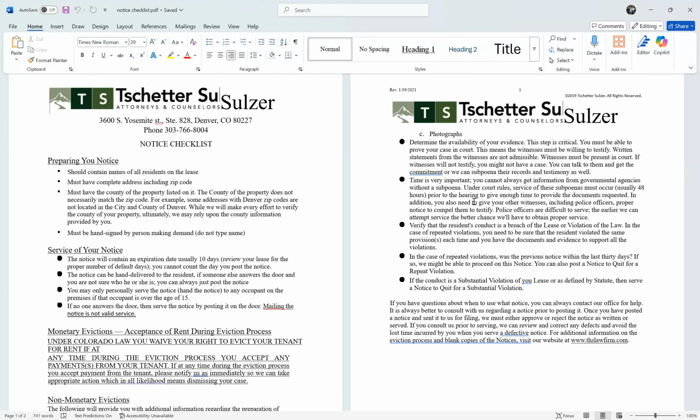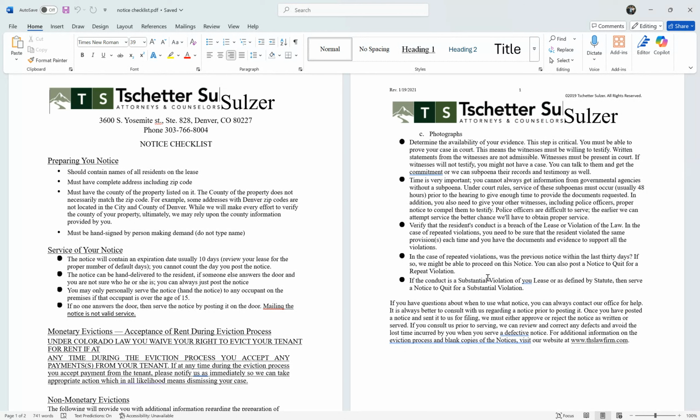Time is very important. You cannot always get information from government agencies without a subpoena. Under court rules, service of these subpoenas must occur usually 48 hours prior to the hearing to give enough time to provide the documents requested. In addition, you also need to give your other witnesses, including police officers, proper notice to compel them to testify. Police officers are difficult to serve. The earlier we can attempt service, the better chance we'll have to obtain proper service.